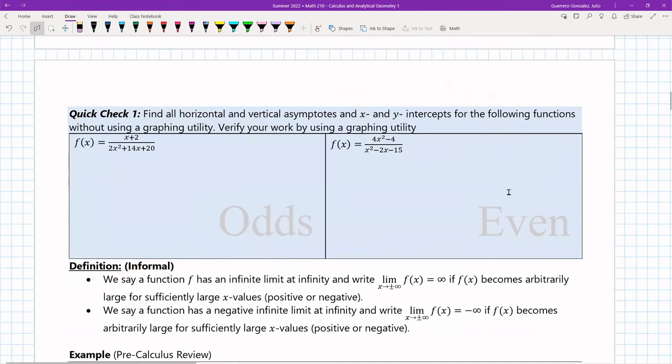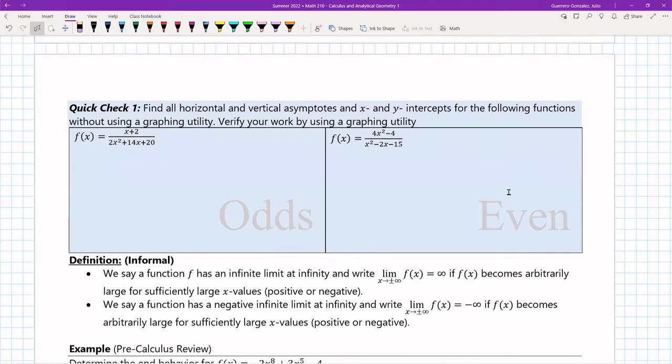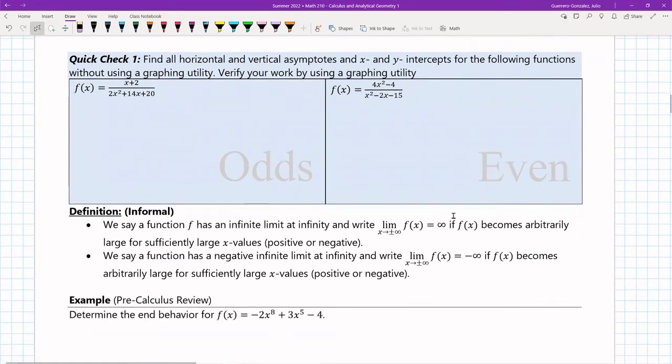So in the quick checks, I just want you guys to try out the stuff that we just did. Okay, just find the x-intercepts, find the y-intercepts, find the horizontal asymptote, and find the vertical asymptote. Okay, use the stuff that you remember from pre-calc. Okay, only odds and evens. So I'll be checking these and providing answers in the notes in a little bit.